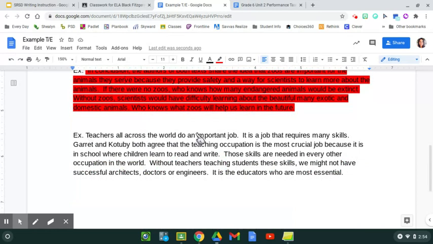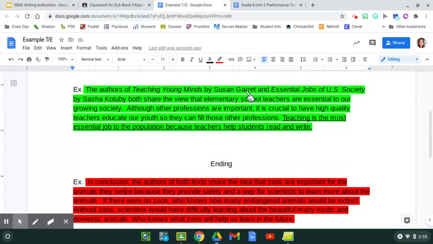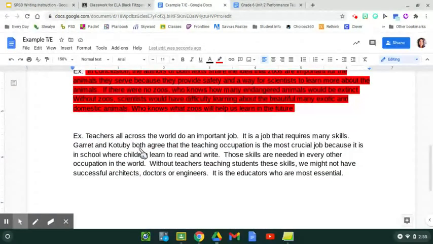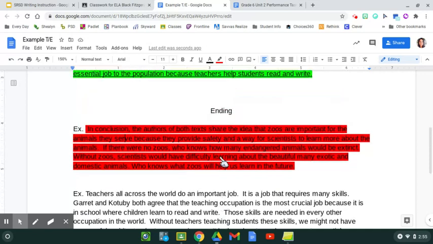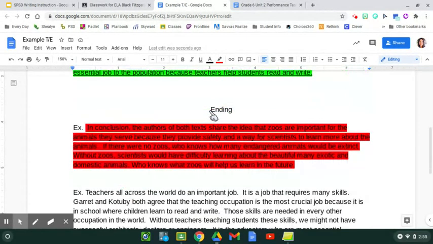Teachers all across the world do an important job. It is a job that requires many skills. Garrett and Kutubi, remember those are the authors, both agree that the teaching occupation is the most crucial job because it is in school where children learn to read and write. That sounds familiar too. If I look back up at my topic introduction, that's from my thesis statement. I can see I used part of my thesis statement in my ending.